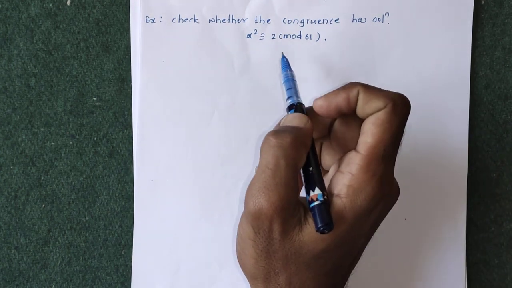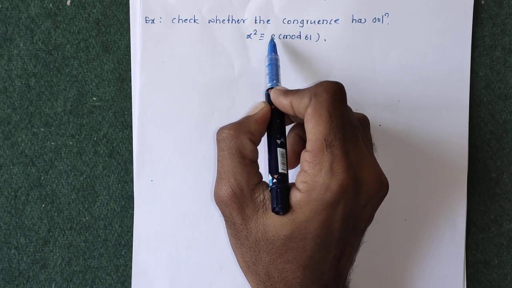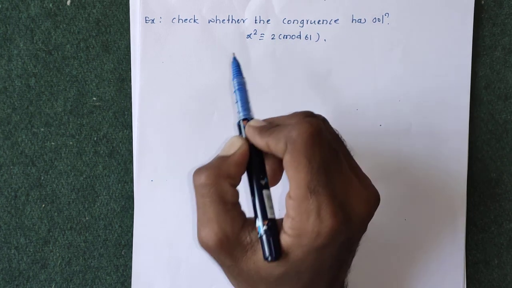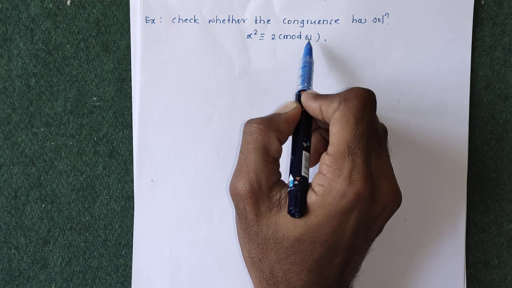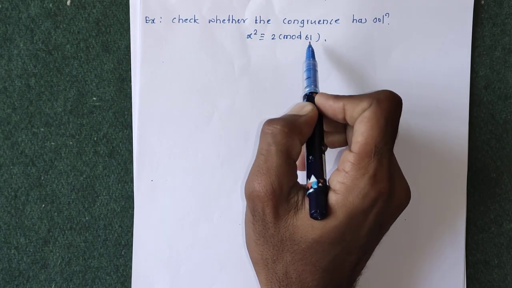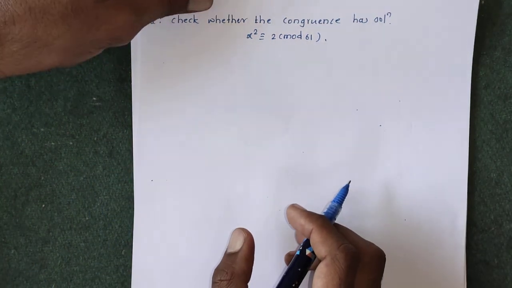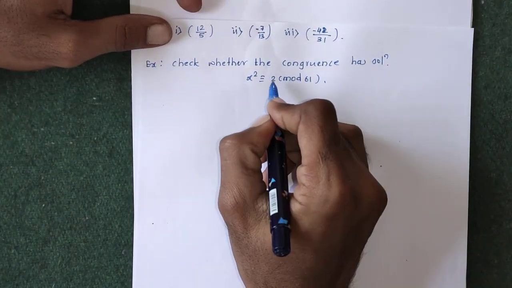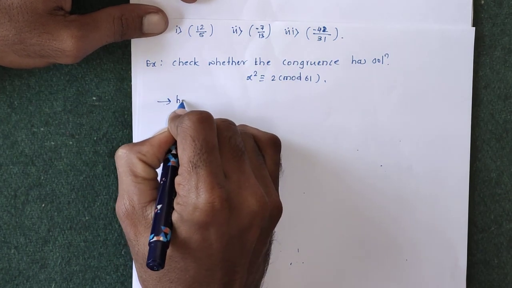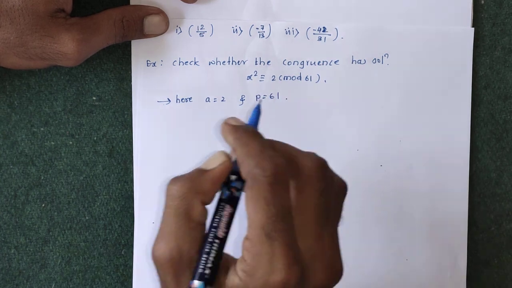Now to check the solution of this congruence, we must find the Legendre symbol of A and P. If the Legendre symbol of A and P is equal to 1, then we will say that this congruence has a solution. If the Legendre symbol of A and P is equal to minus 1, then we will say that this congruence has no solution. To solve such problems, we just find the Legendre symbol of A and P. So here A is equal to 2 and P is equal to 61.